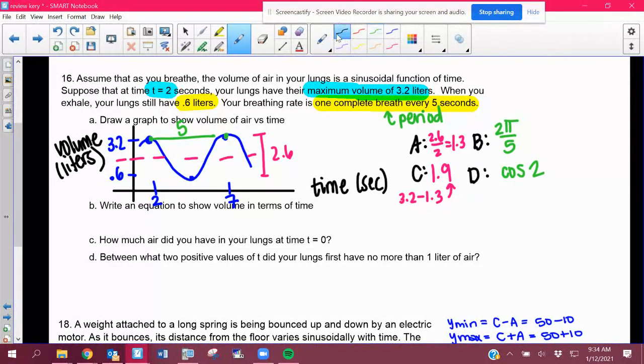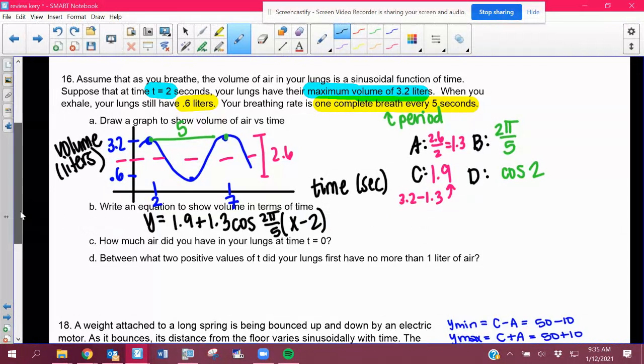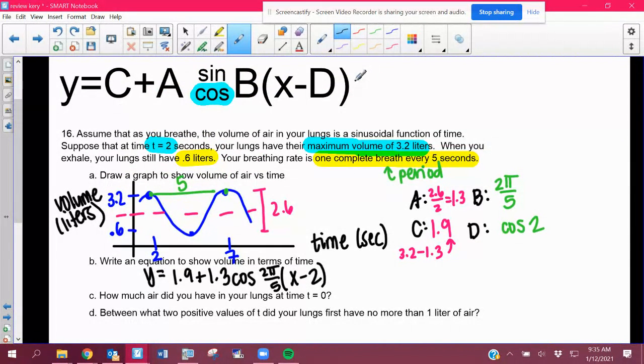So if I write all of this into an equation, I have y equals 1.9 plus 1.3 times cosine of 2 pi over 5, and then x minus 2. That's just me throwing all those numbers I just found into this equation. Okay, once you have this equation, it's really simple, straightforward. Type it in your calculator. Okay, be careful how you type it in. Most of the time it's going to look like this.